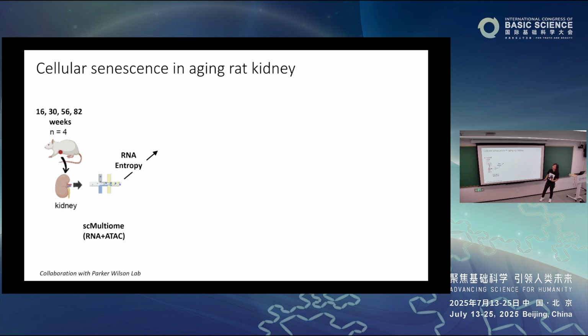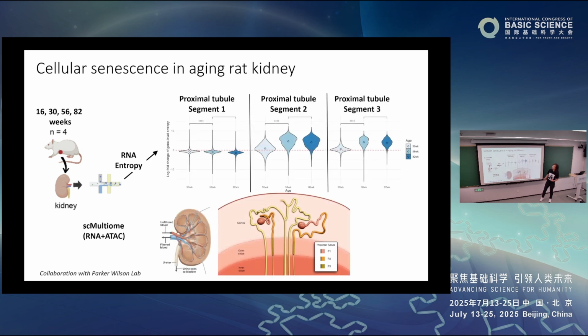So looking at both the RNA and chromatin, we computed RNA entropy, and we found that in different segments of the kidney, it differed. So this is a nephron in the kidney, and our blood flows through this to get filtered. There are 3 segments of the proximal tubule, which is this tube here, segment 1, segment 2, segment 3. And we found that in segment 3 and segment 2, there is an increase in age of these cells as the kidney ages. And our collaborator says, well, you know what? That is exactly what we suspect.